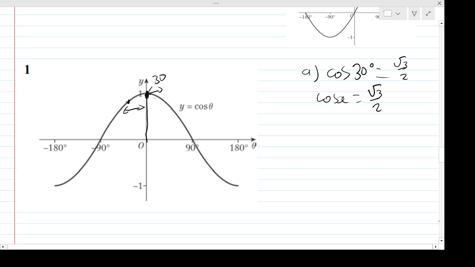Let me draw it a bit clearer. Hang on. 30 there, and so then the gap between 0 and this first solution is 30, but then the gap has to be the same between 0 and this next solution there. So we have to go 30 along because the gap at either end of the curve is 30, symmetrical in the middle of the curve.